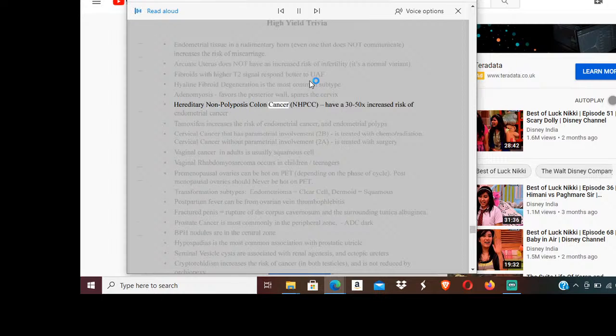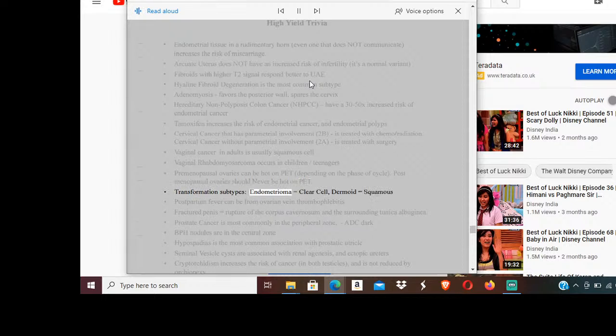Hereditary non-polyposis colon cancer, HNPCC, has a 30-50x increased risk of endometrial cancer. Tamoxifen increases the risk of endometrial cancer and endometrial polyp. Cervical cancer that has parametrial involvement, 2B, is treated with chemo/radiation. Cervical cancer without parametrial involvement, 2A, is treated with surgery. Vaginal cancer in adults is usually squamous cell. Vaginal rhabdomyosarcoma occurs in children, teenagers. Premenopausal ovaries can be hot on PET depending on the phase of the cycle. Postmenopausal ovaries should never be hot on PET.